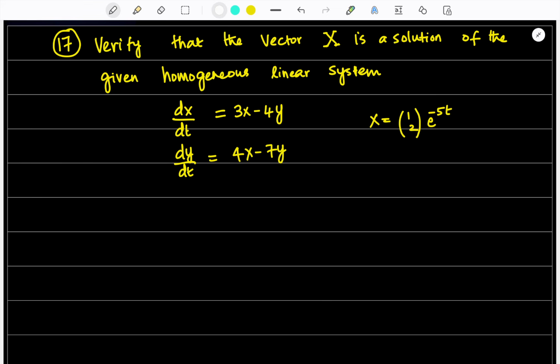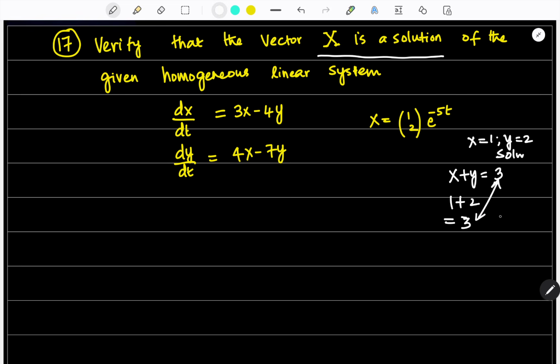The next topic is what? Verify that the vector x is a solution of a given linear system. What do you mean? You're going to verify x is a solution, right? What do you mean by this? Suppose I give an equation, x plus y is equal to 3, right? I say verify that x is equal to 1, y is equal to 2 is a solution. If I ask you, what will you do? You will put x equals 1 and y equals 2. How much are you getting? 3.